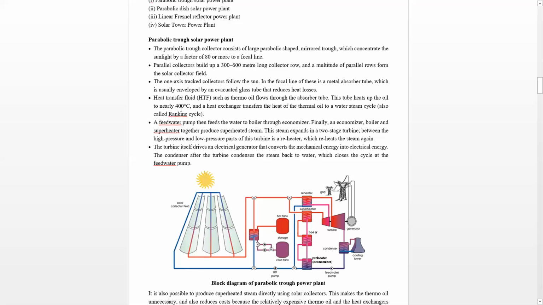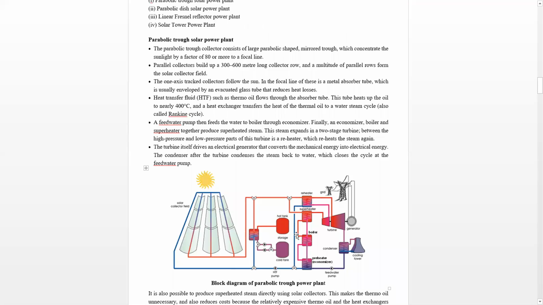Now the next point is heat transfer fluid such as thermal oil flows through the absorber tube. This tube heats up the oil to nearly 400 degrees centigrade, and a heat exchanger transfers the heat of the thermal oil to a water steam cycle, also called the Rankine cycle, that I have already explained in my first lecture. Now, in the next two bullet points, the process of conversion of thermal energy into electrical energy in this block is explained, which I have already explained in the previous lecture. So I am not repeating these two bullet points, right?